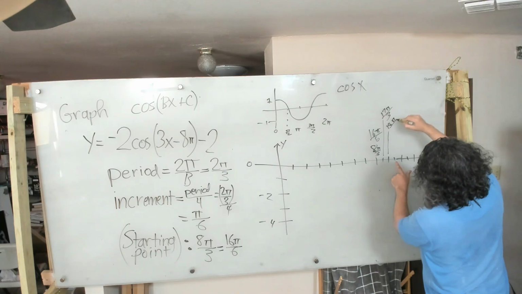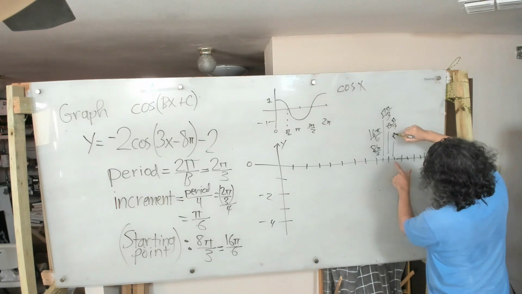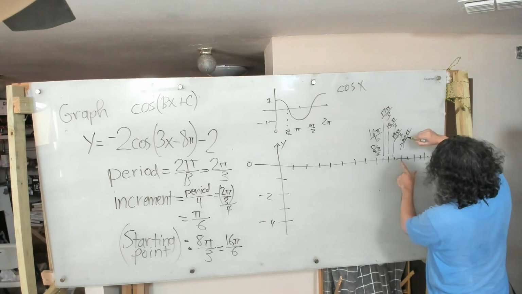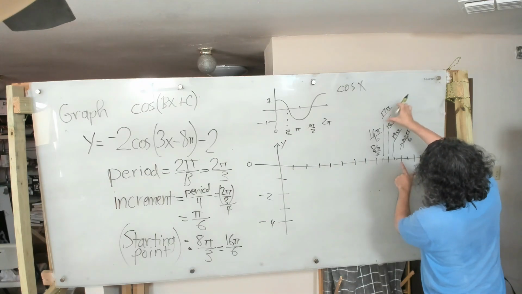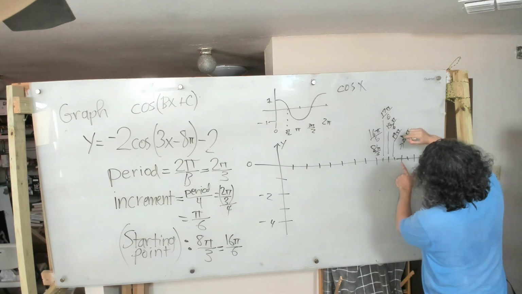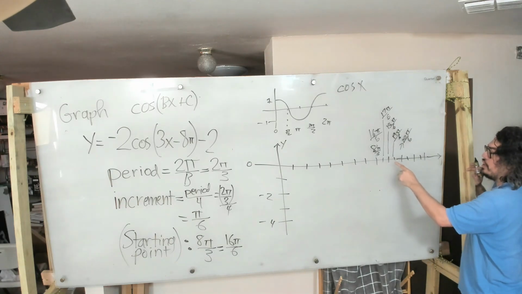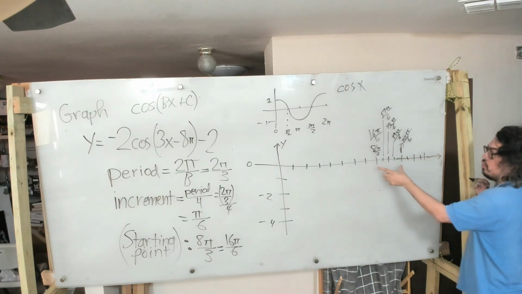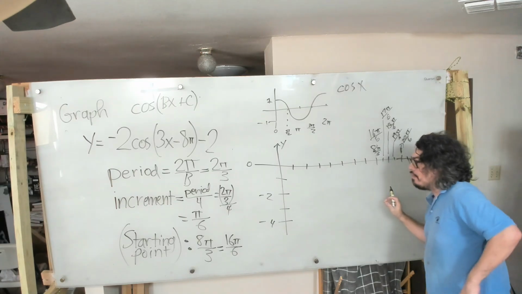18 pi over 6. Then this one is 19 pi over 6. And then this one is 20 pi over 6. These are all by 6s. 6, 6, 6, and 6, yeah. So I added 1, 2, 3, 4 times. Right? So this should be one period of the function. Okay? And now I'm going to graph the points.